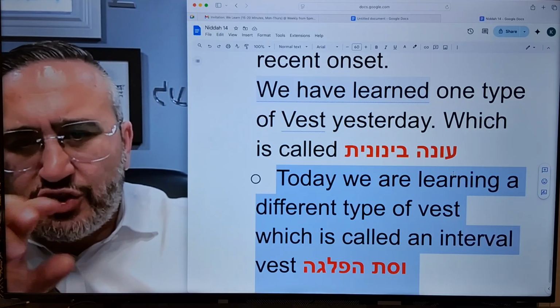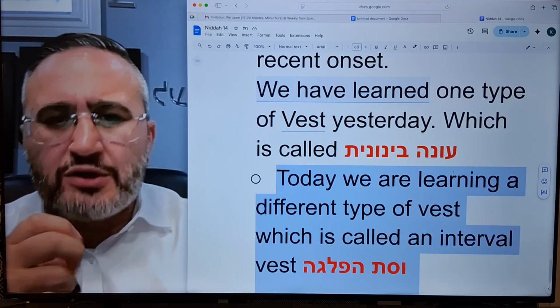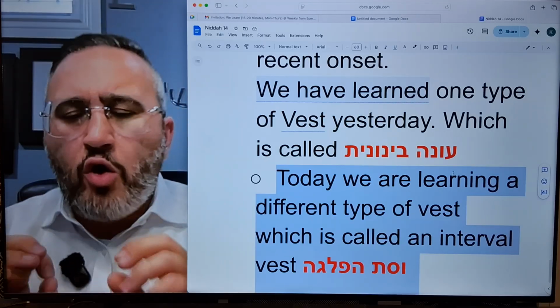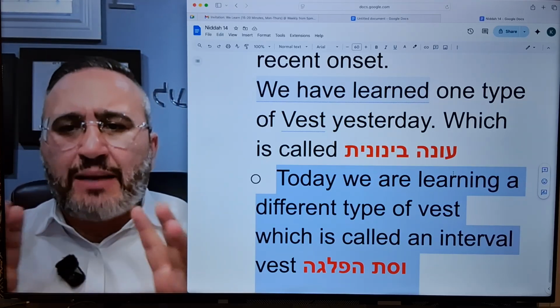And these vestot that we're speaking about are specifically for women who do not have an established cycle.